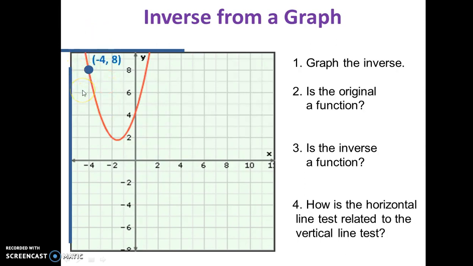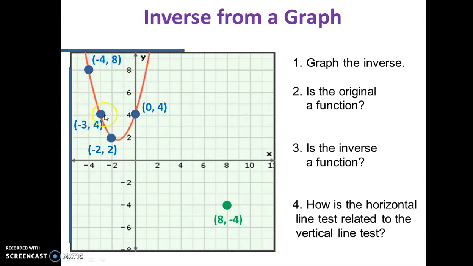Here's negative 4, 8. Another easy point is negative 3, 4. Here's negative 2, 2, and 0, 4. So those 4 points are pretty easy to spot on the original. Now if we take those and exchange or interchange those x and y values, then we can create the inverse. So this point here on the inverse would be 8, negative 4. So here's 8, negative 4.